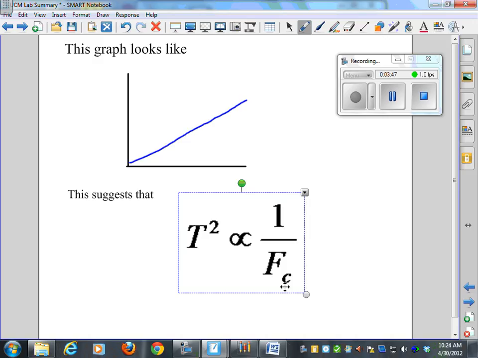And remember, when it goes faster, the period goes down, because the period is how long it takes to go around once. So T squared is proportional to 1 over Fc. That was part A. That's the relationship that you should have got from part A. And I think for the most part, everyone got that.